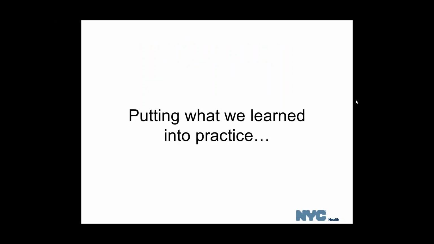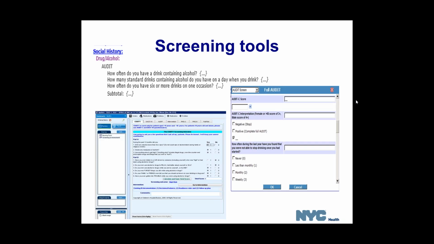So now that we learned what and how we can improve, this is how we've put what we've learned into practice. So this is SBIRT 2.0, folks. Here we have examples of the Audit C and the CRAFFT screening tool for adolescents. As you can see, the provider is prompted to interpret the screening, and only positive screens trigger the rest of the screening questions to populate the note.